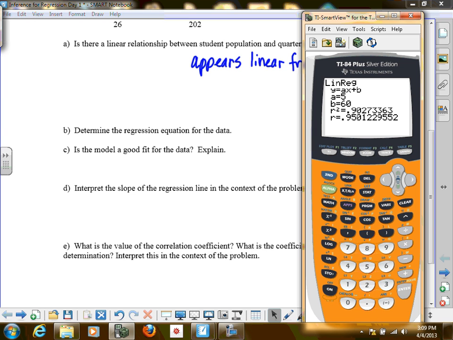Okay, very good. So let's write our equation in context. So what do we come up with in context? This is going to be what?